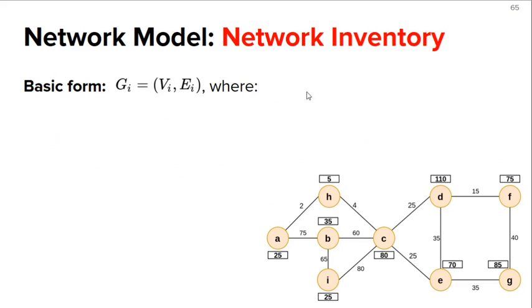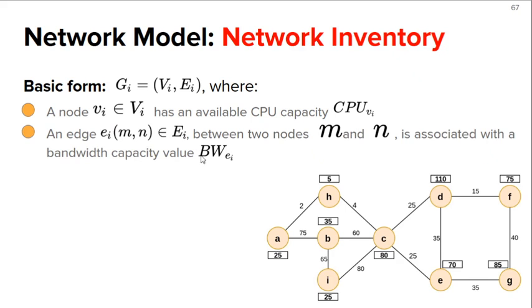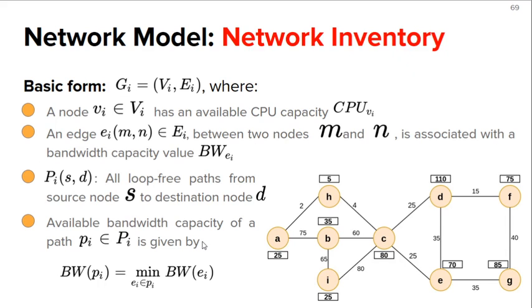On the other hand, in its basic form, a network inventory is modeled as an undirected graph G, where a node n_I has an available CPU capacity CPU(n_I), and an edge e_I between two nodes n and m is associated with a bandwidth capacity BW(e_I). We also denote the set of all loop-free paths from a source node s to the destination node d by P_I. And the available bandwidth capacity of a path member of P_I is given by the minimum bandwidth value in all the edges that are members of the path P_I.